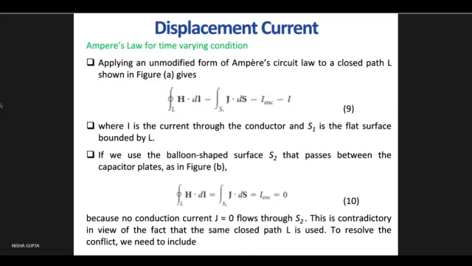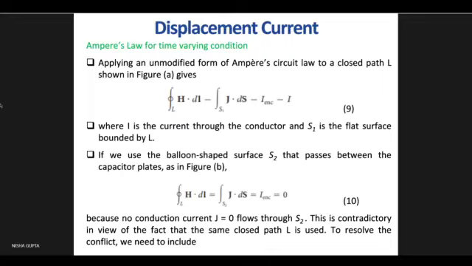So equation 9 here I have written wrongly. All these minus signs will not be there. They are equal signs. So H dot dl will be equal to J dot dl equal to I enclosed equal to I. Okay. So this is the unmodified form of Ampere's circuit law for a closed path L, which is shown in figure A.